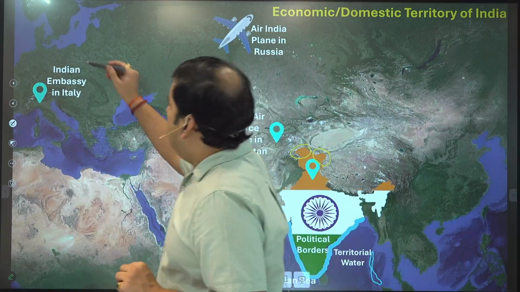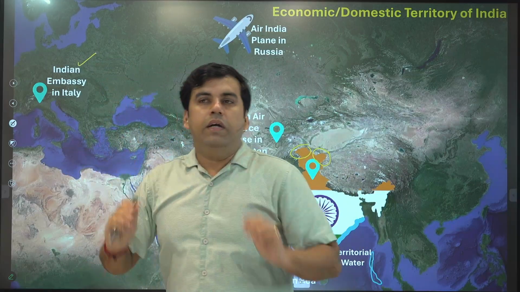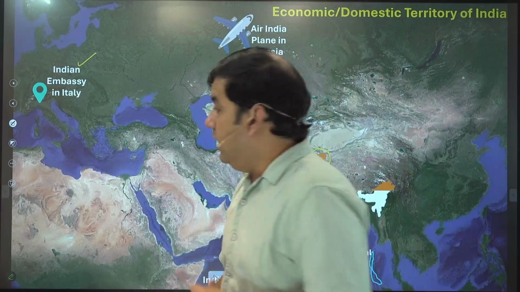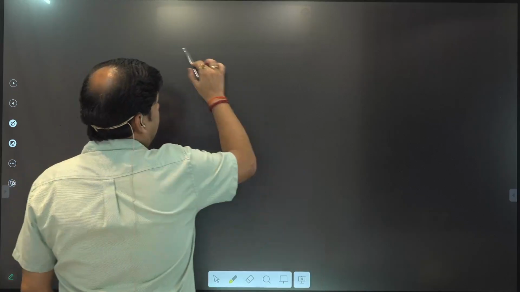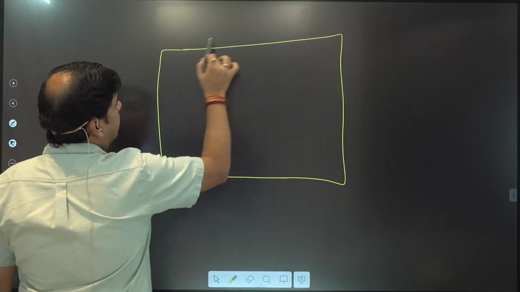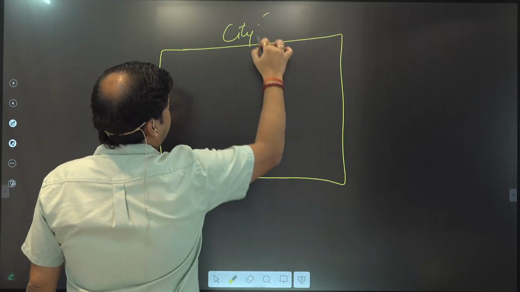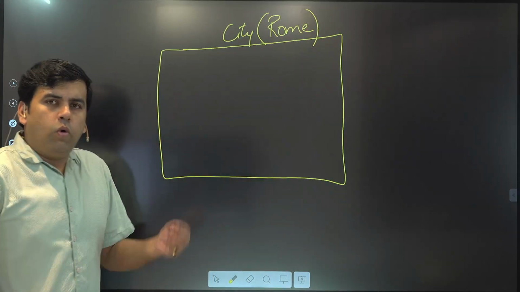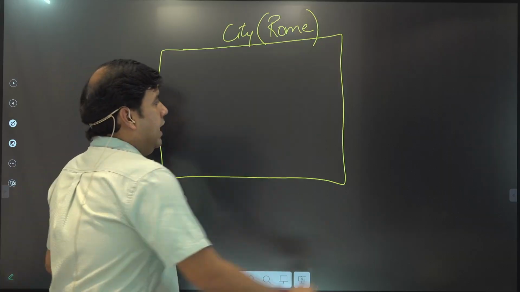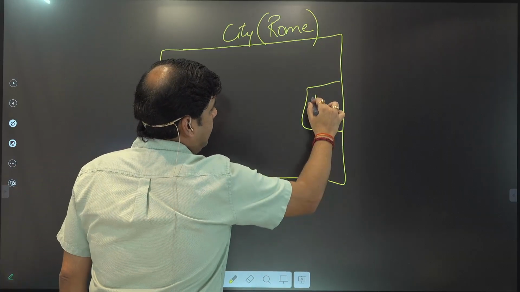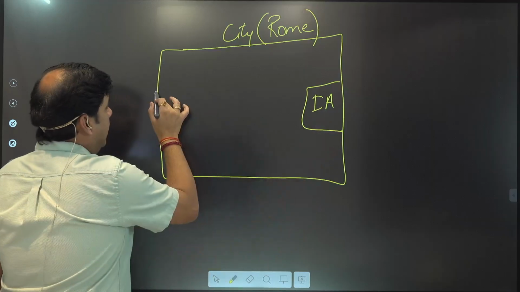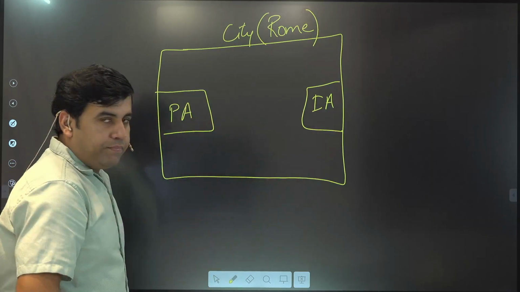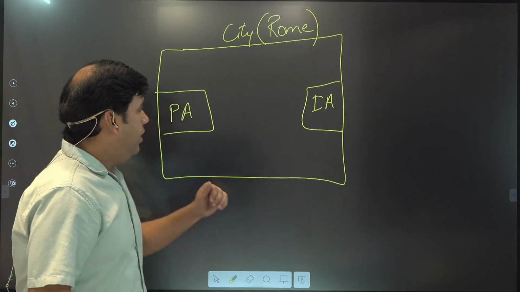What else? Indian embassy anywhere in the world. Let me tell you one reason for this. Let's say this is a city. Let's take any city, Rome. Rome is a city, an urban center. Here you have the Indian embassy. Here you have a Pakistani embassy, which is a weird thing, but okay.